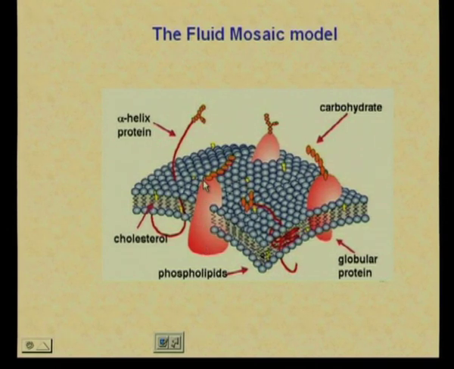These are integral membrane proteins, the globular proteins. These are some carbohydrates attached to the proteins that are called glycoporins. We have an alpha helix protein that could be in there that would form a single helix. So, this is what the lipid bilayer membrane would look like with the proteins embedded in it. And since it is always moving, and the proteins are rotating, it is called a fluid mosaic model.